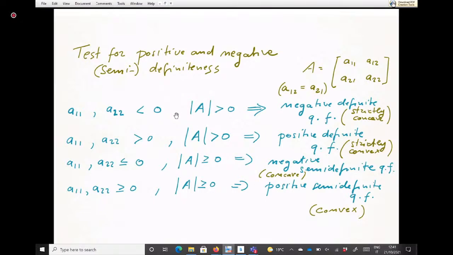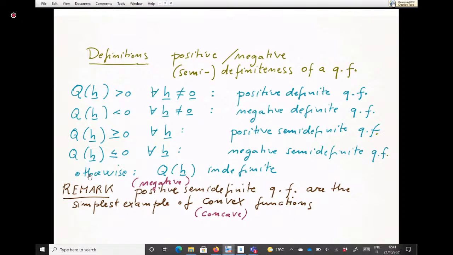Also, if it doesn't fit into any of these cases, it is called indefinite. Indefinite means that you can find at least one point in the domain where it is positive and at least one point in the domain where it is negative. So it doesn't correspond to any of these definitions.